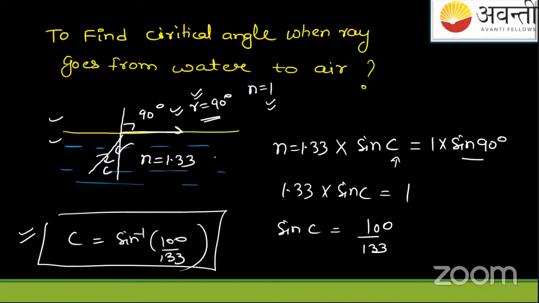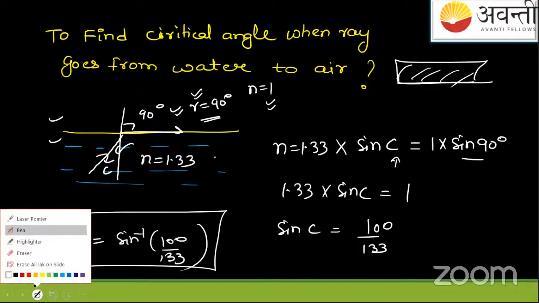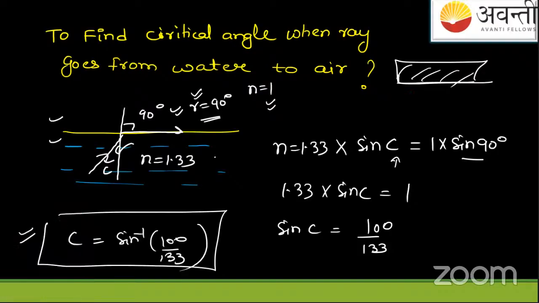Similarly, you can find it for, say, water and glass. Suppose this is glass, and this is water. Don't get confused, the ray must go from the denser medium to the rarer only. So the glass is denser. Then only it will graze, and refraction will occur, and we want 90 degrees to be the angle.